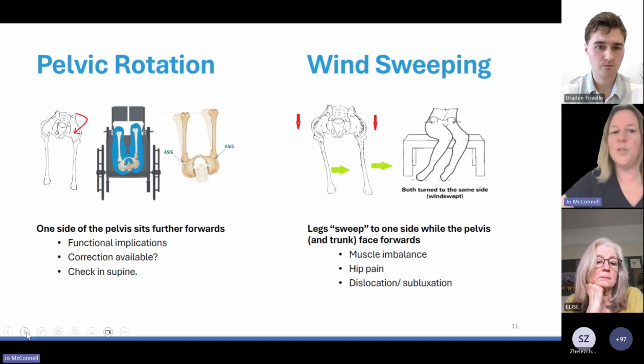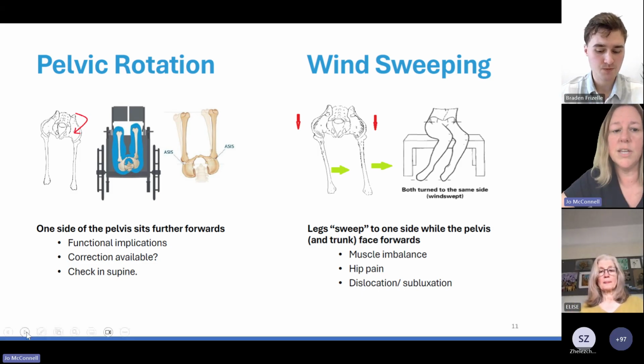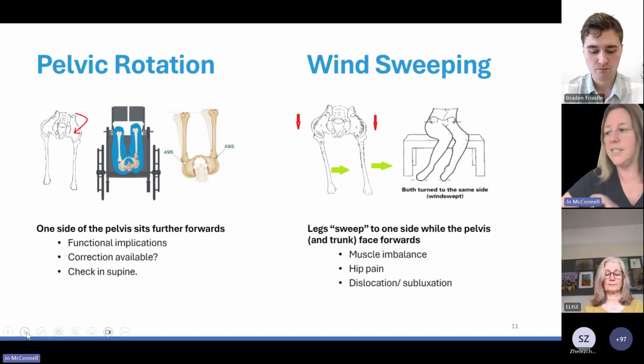So just to compare between pelvic rotation and windsweeping, because they are two presentations that are often confused by clinicians. And I see this a lot within wheelchair services, but also in my roles privately with adults, children, and in training presentations. So pelvic rotation, as I said, is when the pelvis rotates.